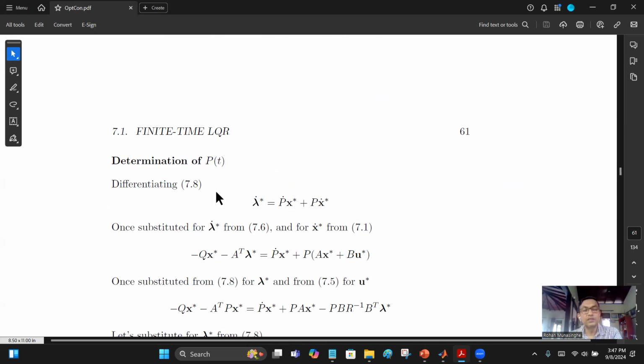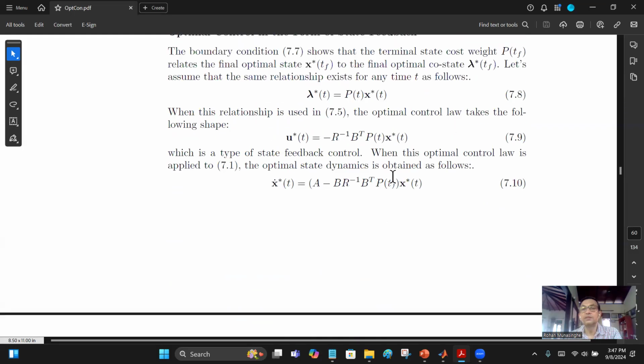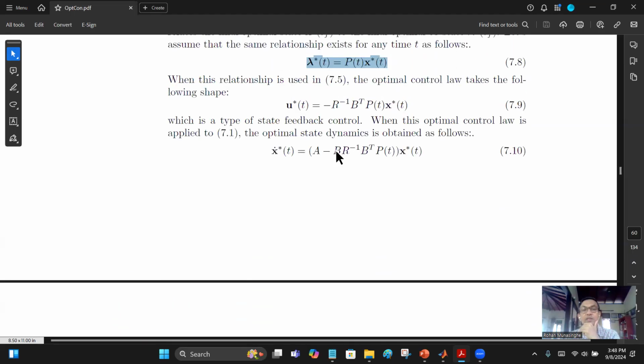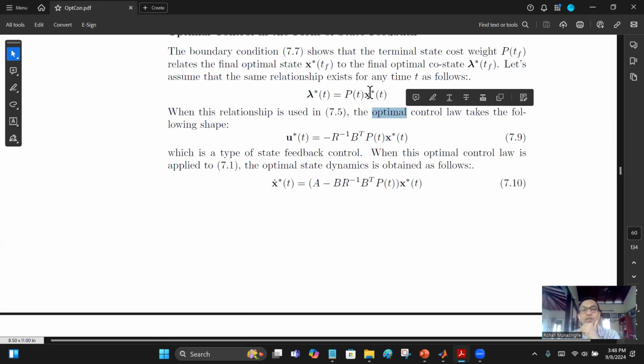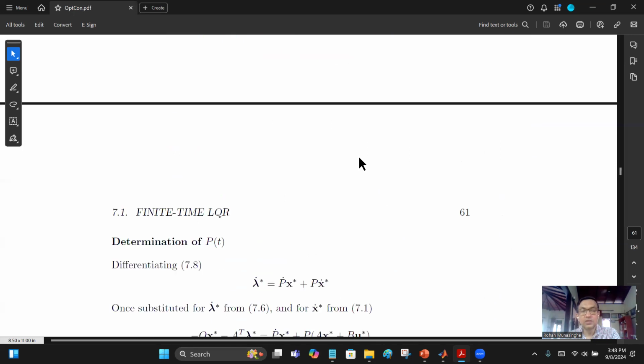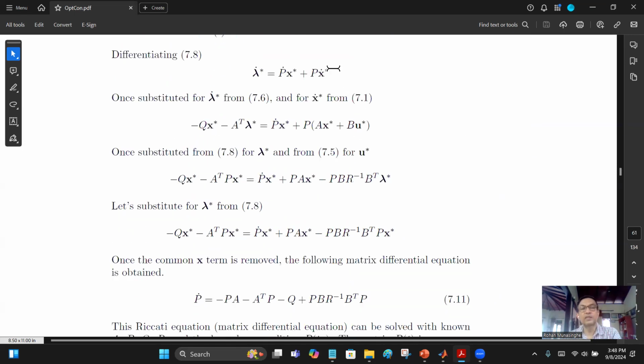So we get 7.8. That is this equation, the equation for the costate. We differentiate it. So when you differentiate it, it becomes like this: P dot x star plus P x dot star. Coming from 7.8, this one. When you differentiate a product, u dv plus v du, like that. You differentiate one and keep the other one unchanged and do the opposite and then add them together. So, differentiation of a product.